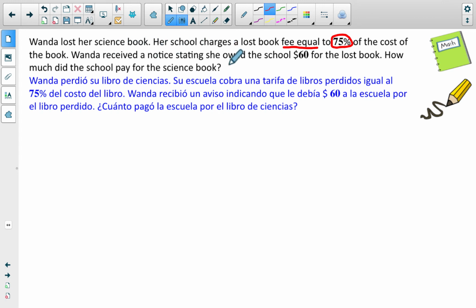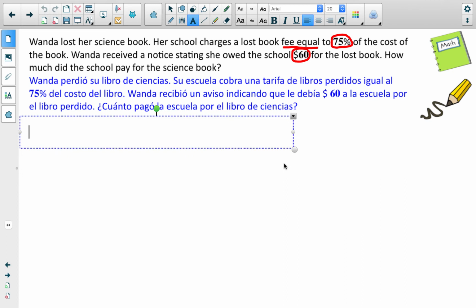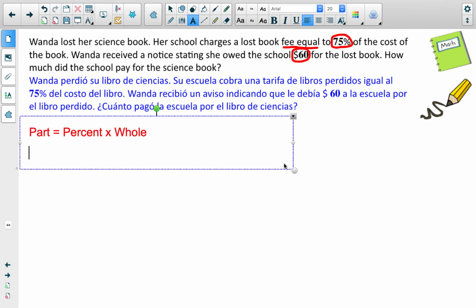Wanda's school here charges a fee of 75% of the cost of the book if you lose this book. Now, Wanda's notice said she owed the school $60. So what that means is 75% of the book was $60. How much did the book cost? All right, I'm going to solve this two ways using the bar diagram and our formula. So part equals percent times whole. By the way, as I said over and over again, I don't care which strategy you use. Pick one, be confident, roll with it.